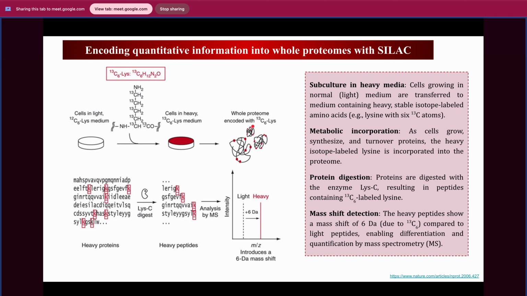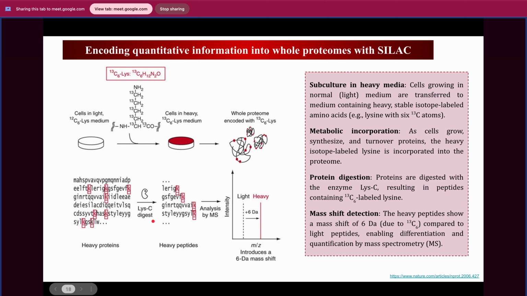So the whole proteome is encoded with C13 lysine. They will allow the cells to grow in that medium till the point all the proteins present inside them get changed with this heavy isotope. And after that, these heavy proteins will contain all those lysines, because in the medium they have taken the isotope labeled lysine. So after growing the cells, they will obtain all the proteins labeled with these heavy lysine amino acids.